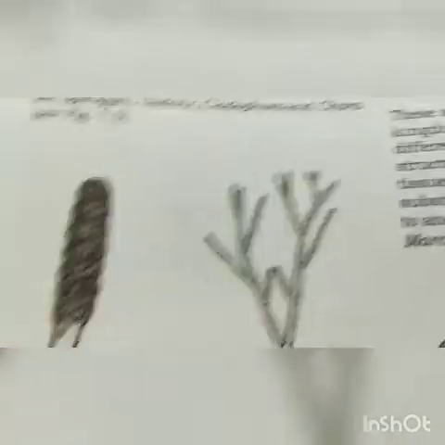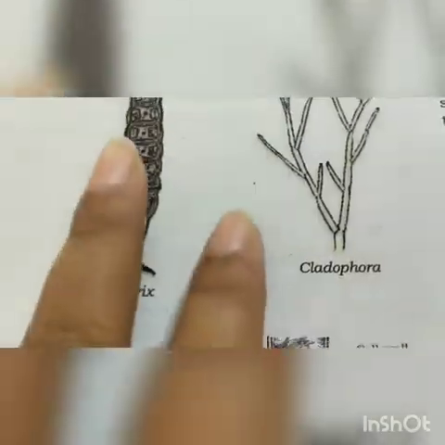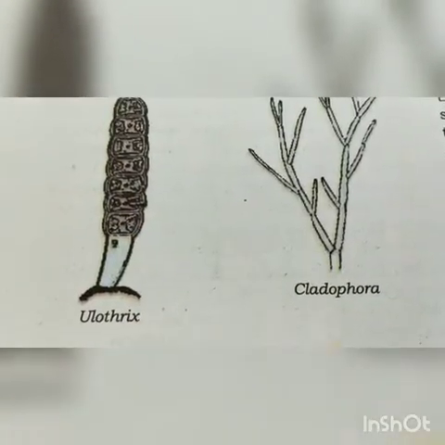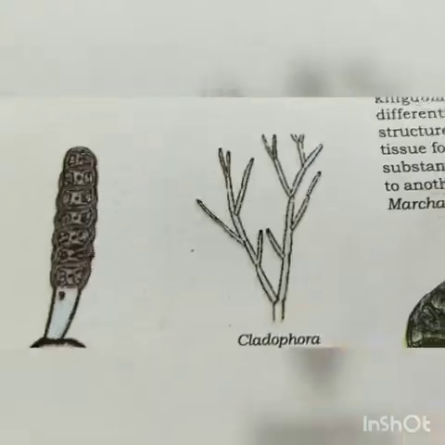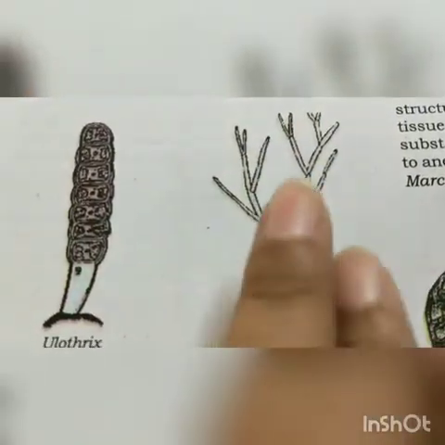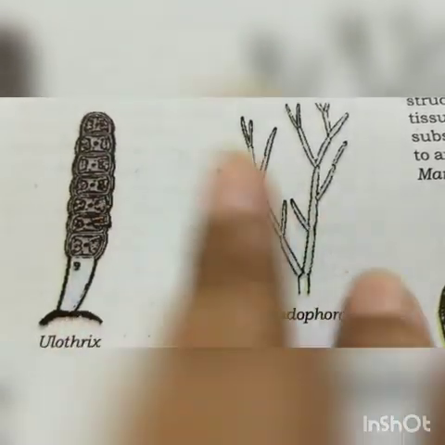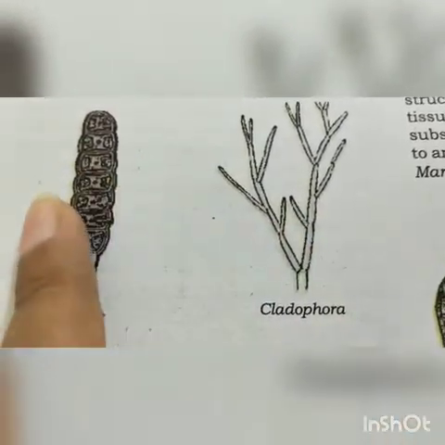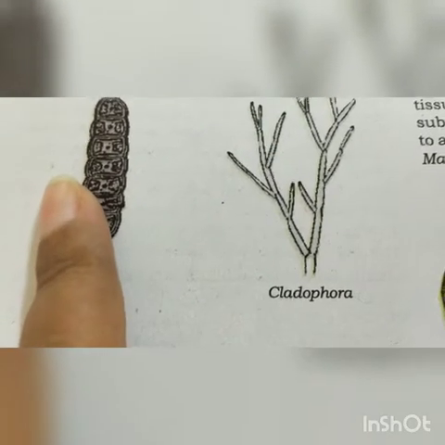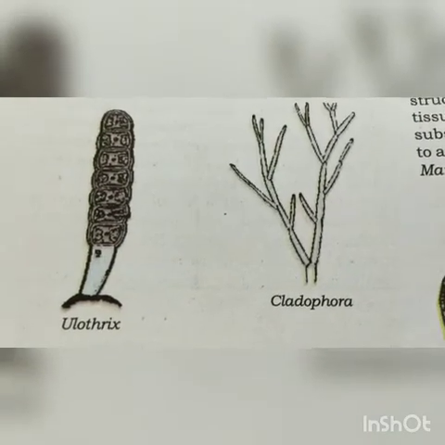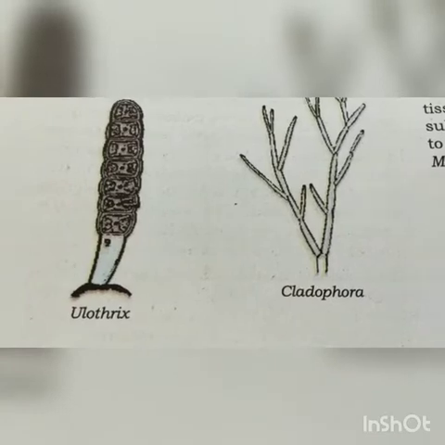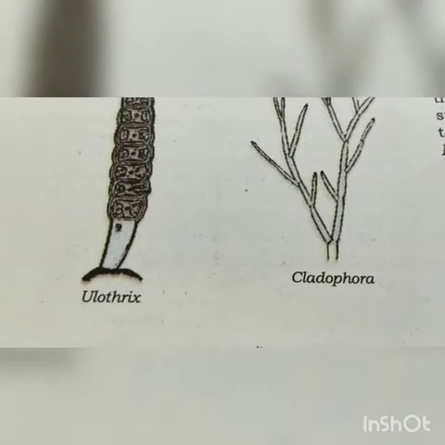Here some pictures are given. It is Ulothrix and Cladophora. They look like this when you see them under the microscope, but when you see them with your naked eye, you will see just like a carpet on the floor.